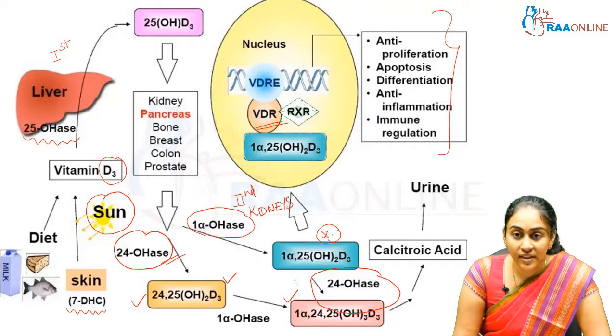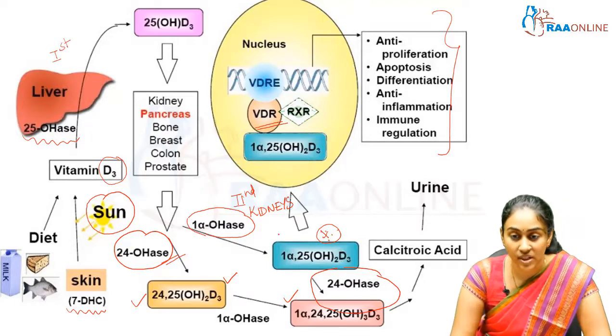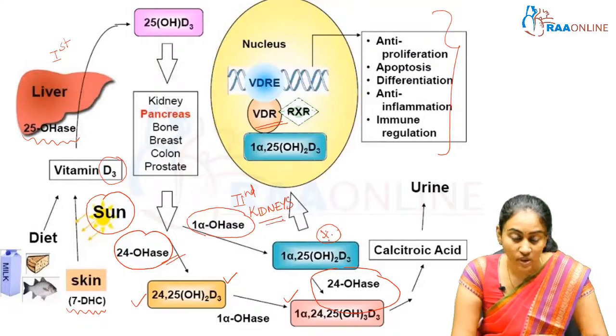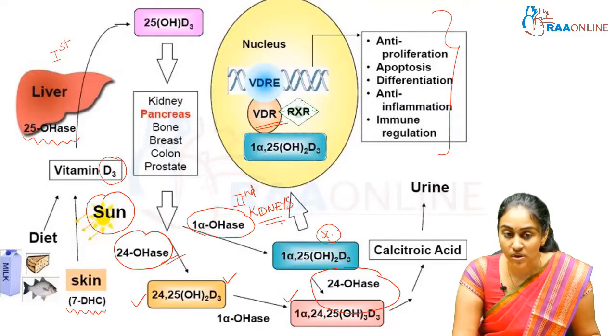So liver and kidney, the 25-hydroxylase and 1-alpha hydroxylase, is actually what plays an important role in the activation of vitamin D. So 25-hydroxylase is present in the liver and 1-alpha hydroxylase is present in the kidneys. So this is what needs to be kept in mind as far as the vitamin D metabolism is concerned.